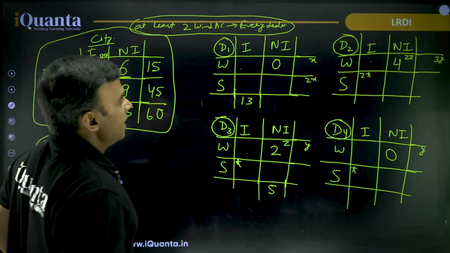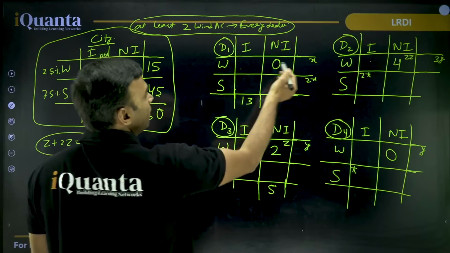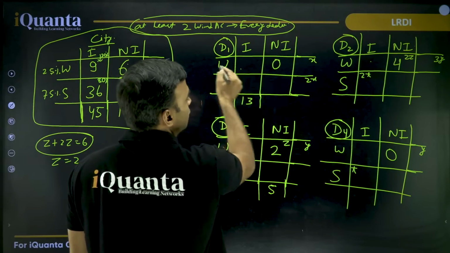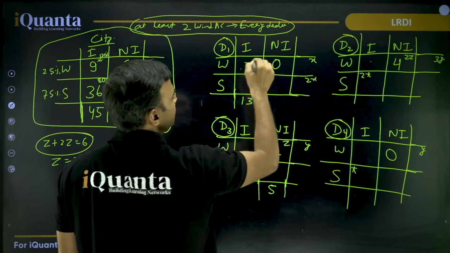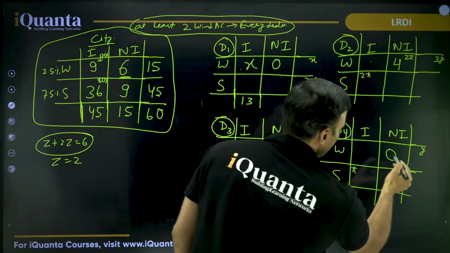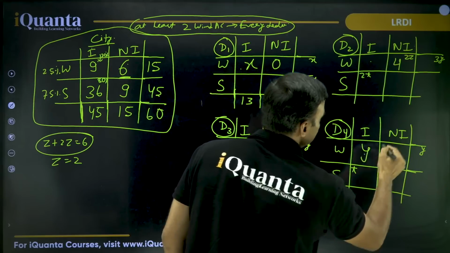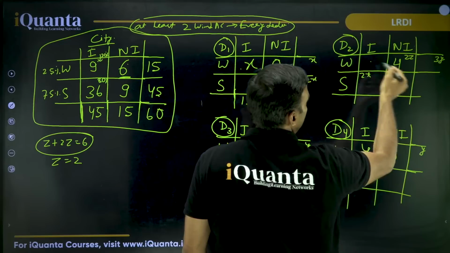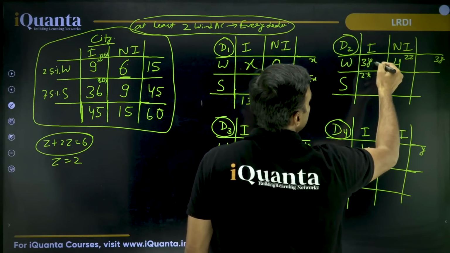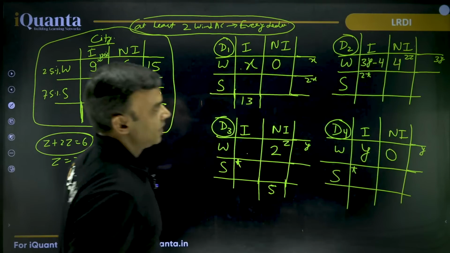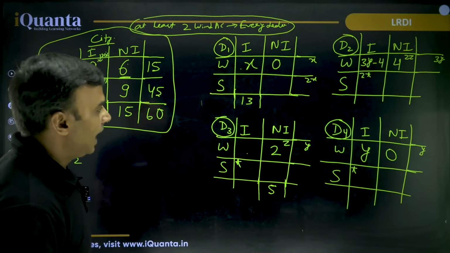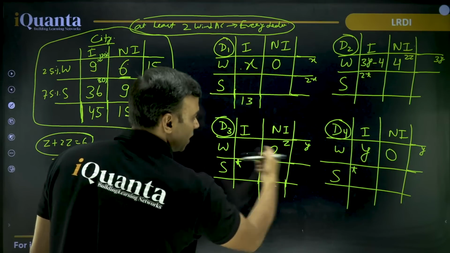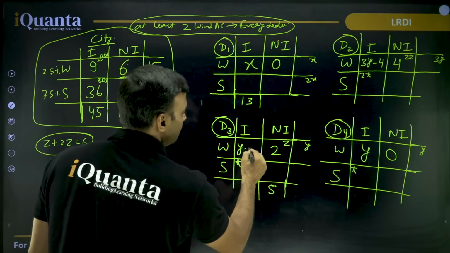Let's see. First of all, this is 0, total of this is X, so this value is X. Similarly, this is 0, total of this is Y, so this is Y. Here the total is 3Y. This is 4, so this has to be 3Y minus 4. And here we have 2, total of this is Y, so this has to be Y minus 2.